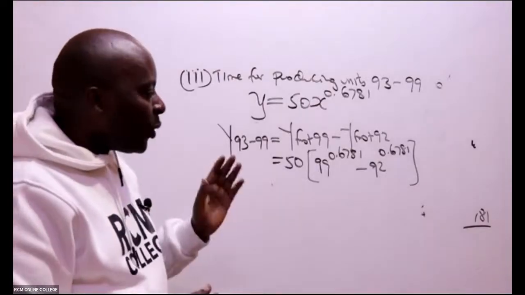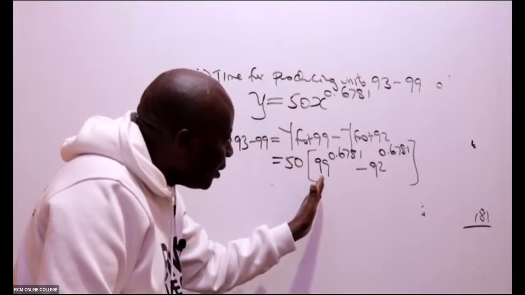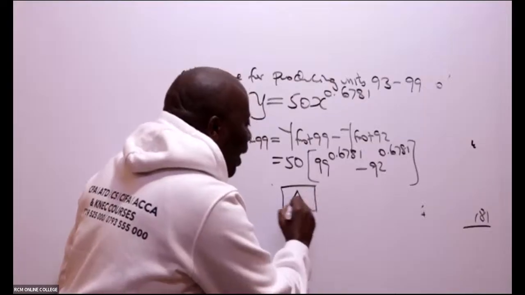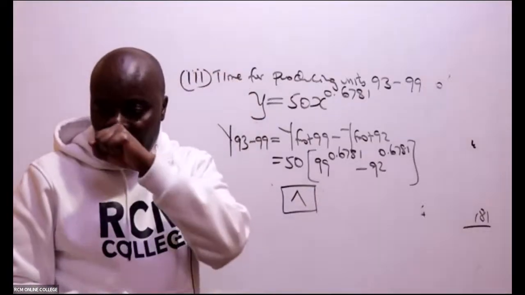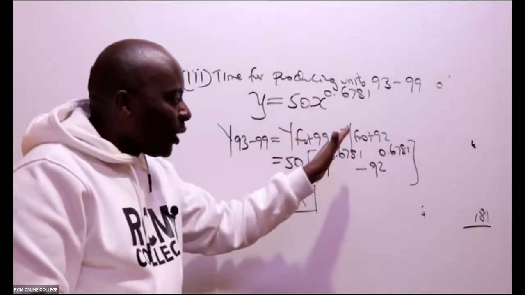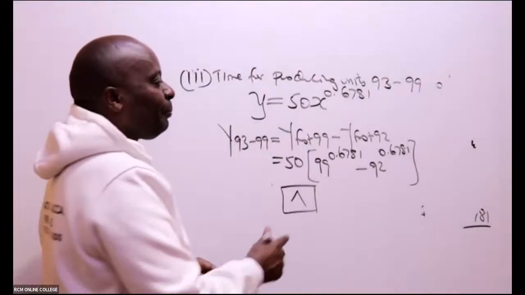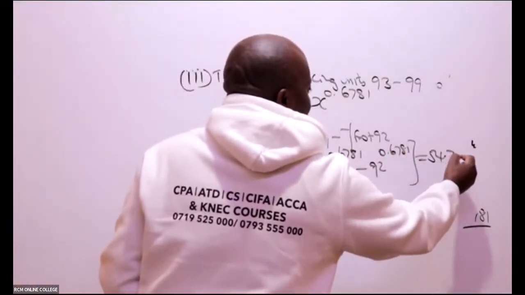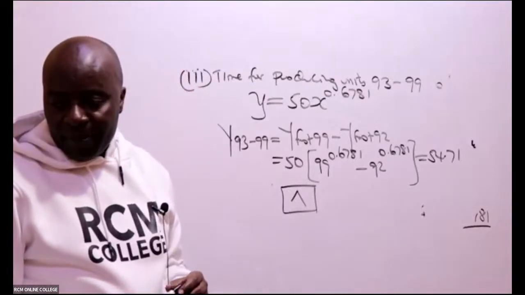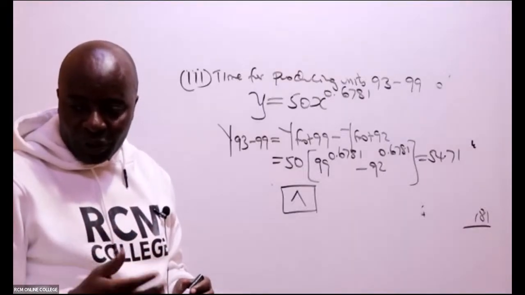So then you get your calculator out. You say 50 times, open brackets, 99. You use this raised. In our calculator, we have that raised. So you say 99 raised to that, minus 92 raised to that. You'll be able to get that answer of 54.71. So I don't know whether the student who said that they were lost is now able to get something out of this.